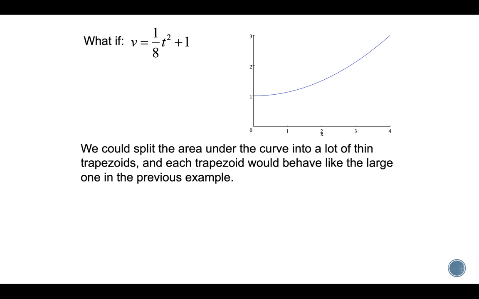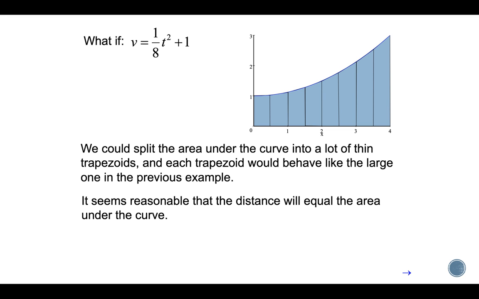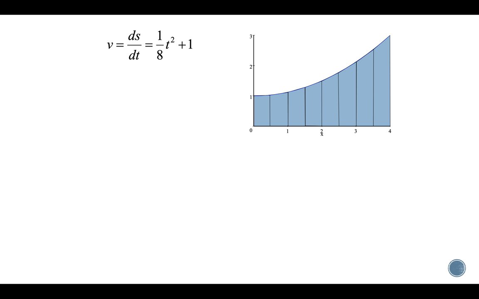What if we had a velocity equal to 1/8 times t squared plus 1? We could split the area under the curve into a lot of thin trapezoids, and each trapezoid would behave like the large one in the previous example. Pretty cool. It seems reasonable that the distance will equal the area under the curve, since we're using the same method that we did previously, and it worked.